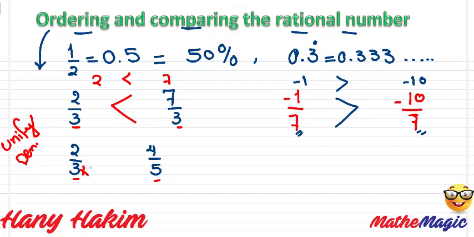I'll multiply 3 by the other denominator 5, and I'll multiply 5 by the other denominator 3. But you have to do the same for the numerator. That means you have to multiply 2 by 5 and you have to multiply 4 by 3. So the two fractions become 10 over 15 and 12 over 15. And I can compare between them now because we have the same denominator. As 12 is more than 10, 12 over 15 will be more than 10 over 15.